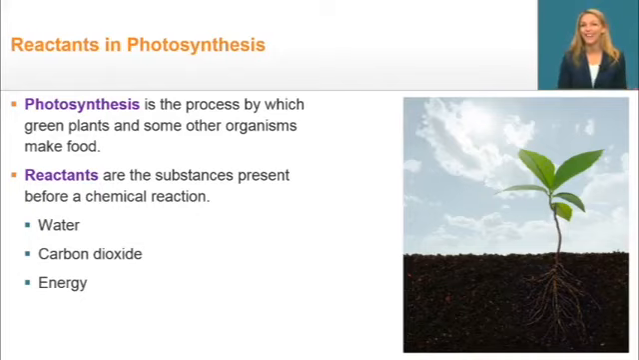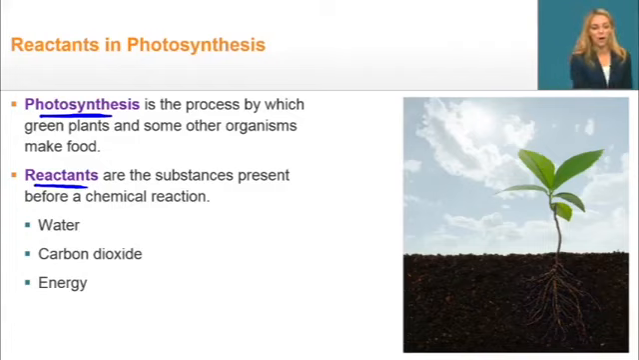So, what exactly is photosynthesis? Well, I'm so glad you asked. Photosynthesis is a series of chemical reactions. The substances that are needed for photosynthesis are called reactants. And there are three things needed for photosynthesis.